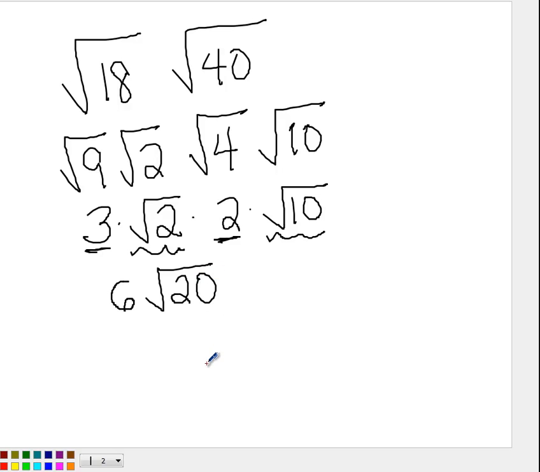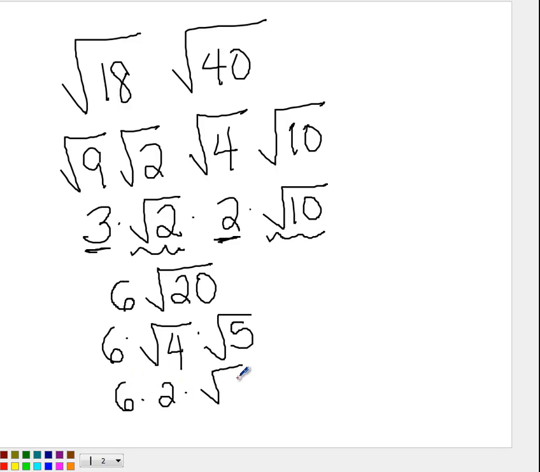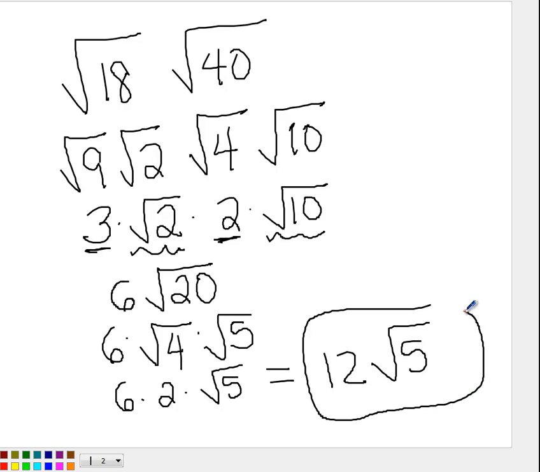20. Now the square root of 20 can be broken down into numbers that are perfect squares. You can break it down into 4 and 5. The square root of 4 is 2. So now you can multiply everything outside the radical. We get 12 square root of 5. This is your final answer.